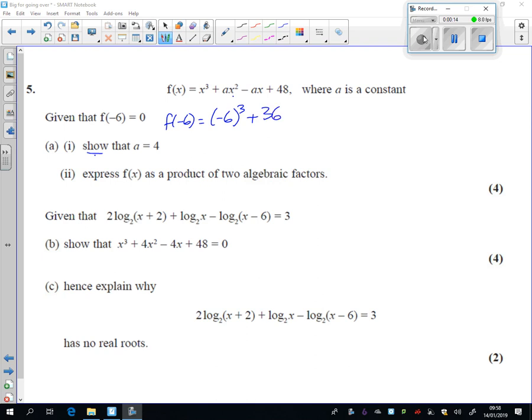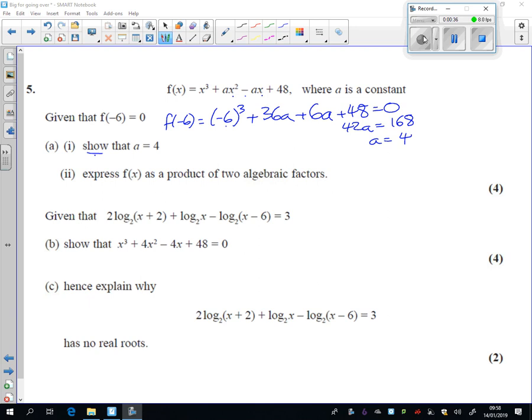I've got 36 a's here, minus minus there, so plus 6 a's there, plus 48, and you're told that equals 0. So here I've got 42 a's equals 216, take away the 48, 168. So I've got that a is equal to 4 as required.